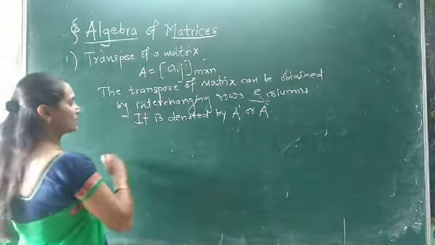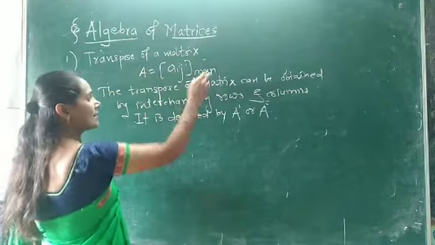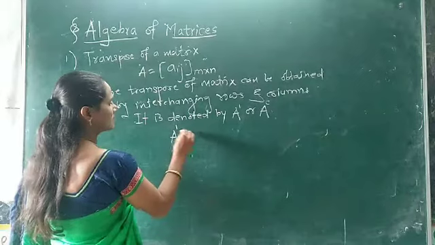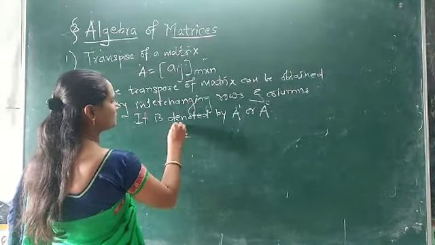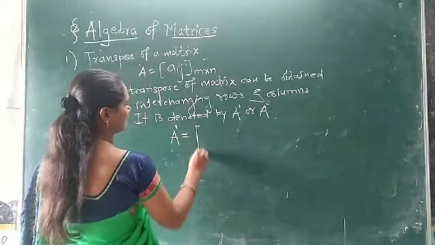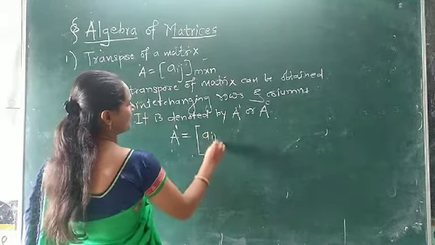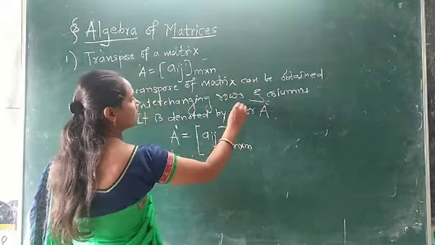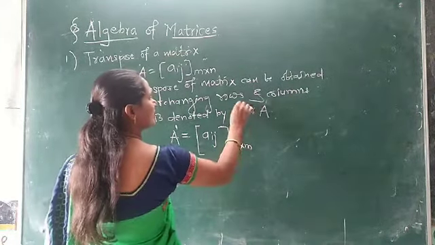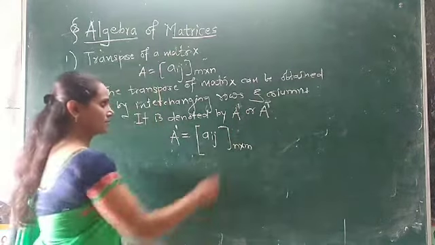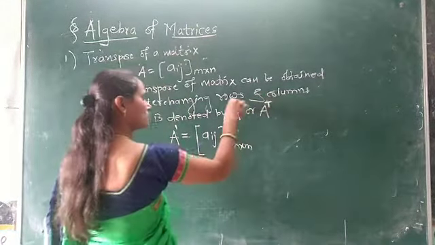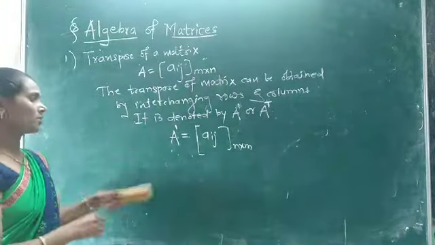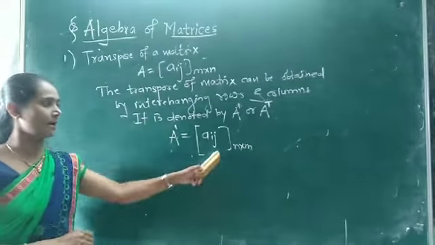Suppose the order of A is m by n, then the order of its transpose, A transpose, is n by m, where the entries are Aij. Here we write A dash, or simply A transpose. This is the symbol for A transpose, or it is A dash. If the order of A is m by n, then the order of its transpose matrix is n by m.